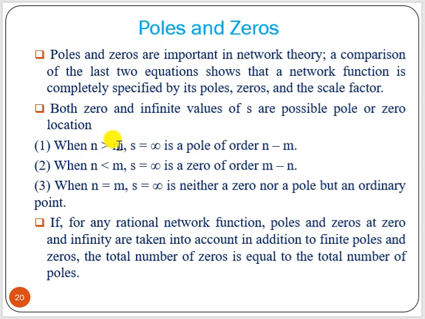So actually what happens is that the number of poles and zeros must be the same for a particular transfer function. So if we have, say, 6 zeros and 4 poles, then 6 minus 4, that is 2 poles will be at s equal to infinity. If n is less than m, that means the number of poles is higher, then s equal to infinity is a zero of order m minus n. If n equal to m, then s equal to infinity is neither a zero nor a pole but an ordinary point. Now the total number of zeros is equal to the total number of poles of a system. That you have to remember.